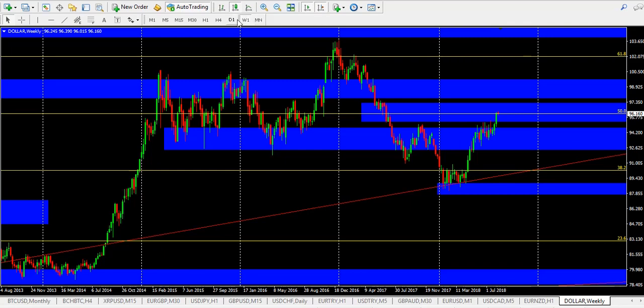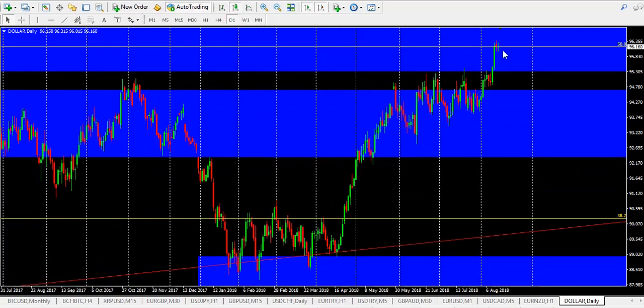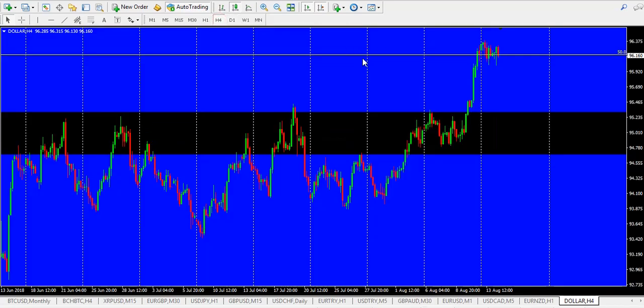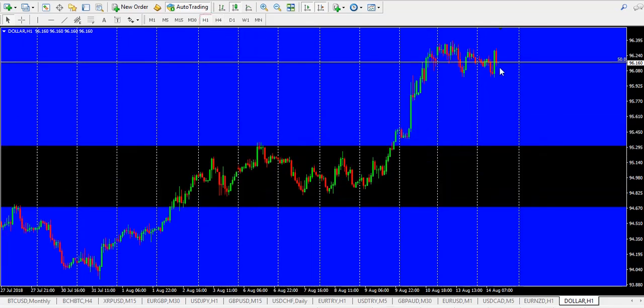Get to the daily, I got my two dojis. Get to my 4 hour, I got consolidation with a swing high. Well, damn, if I ain't selling, I'm a fool. You know what I'm saying? If I'm not selling this dollar right now, I'm like an idiot.